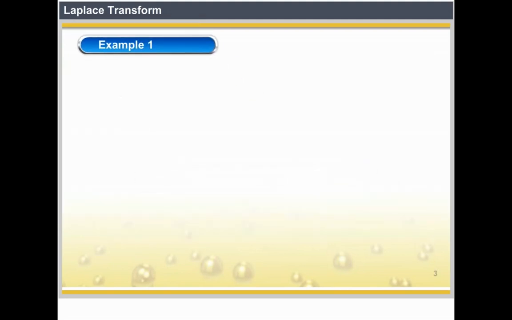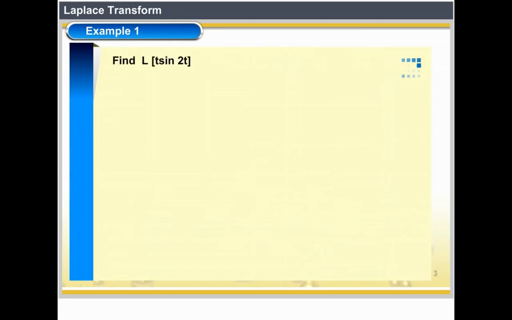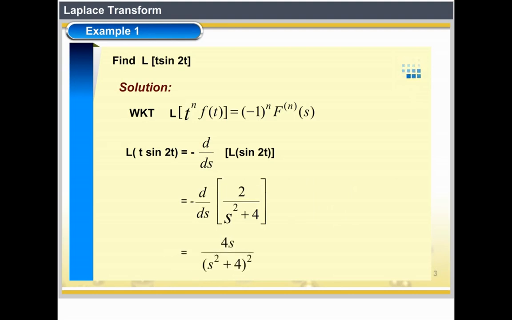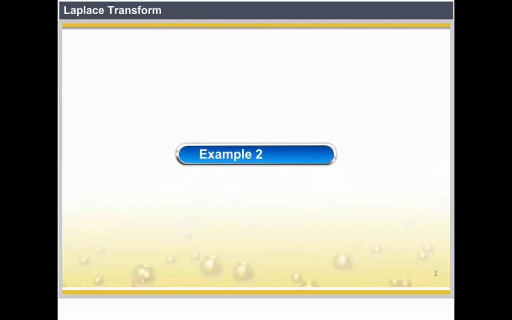Example 1. Find L of t sin 2t. Solution. We know that L of t^n f(t) = (−1)^n F^(n)(s). Then L of t sin 2t = −d/ds of L of sin 2t = −d/ds of 2/(s² + 4). After differentiating this term, we get 4s/(s² + 4)². Example 2.